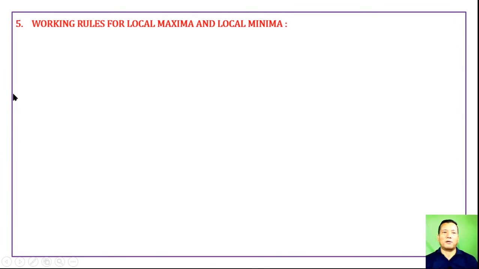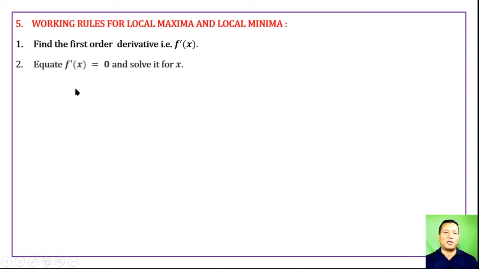Number 5. Working rules for local maxima and local minima. Step 1: Find the first order derivative, that is f dash x, if y equal to f of x, or dy by dx.